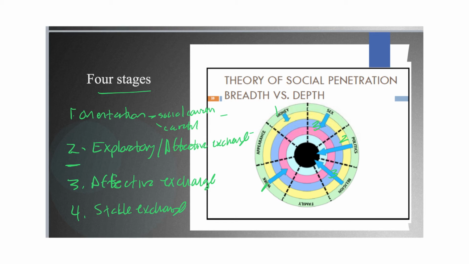And this is only achieved in few relationships. And this is where you have openness and richness in your relationships. You talk about very intimate things. So this is your stage 4, you're really deep. You'll talk about anything too.